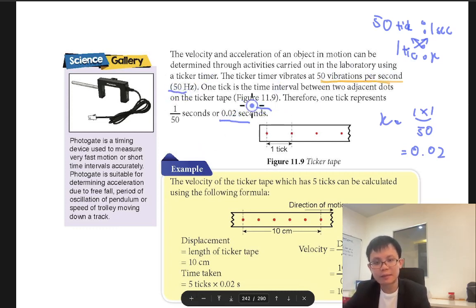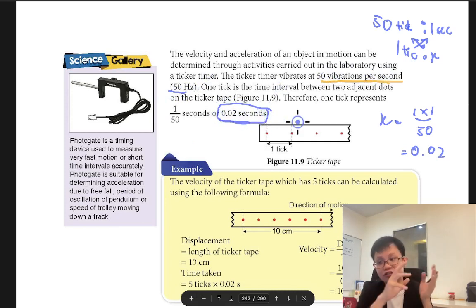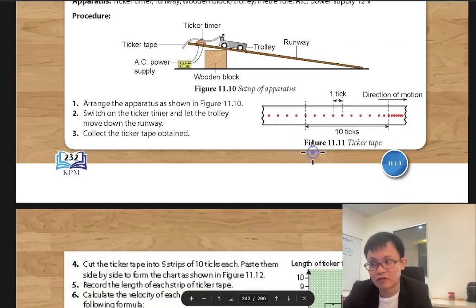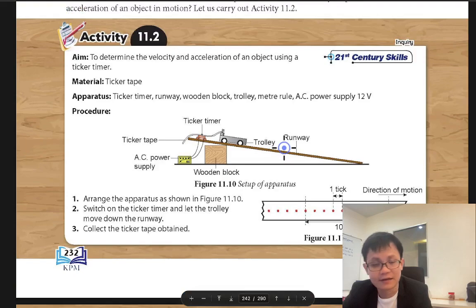I think it's easier to memorize 0.02 because usually the exam won't tell you that each tick is 0.02. Usually they will just say 50 hertz, and I haven't seen any science question where the experiment uses 100 hertz or 25 hertz. Usually they will just use 50 hertz. So when they use 50 hertz, we know it's 0.02. Just remember 0.02, it's easier. If you cannot do this, then you cannot do the whole experiment, because you cannot calculate the time.